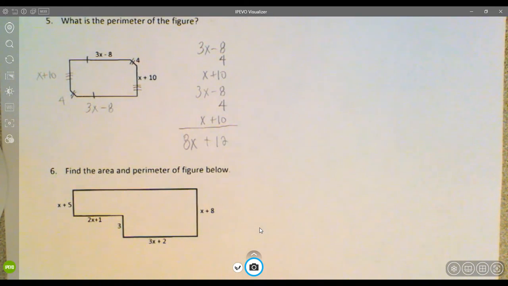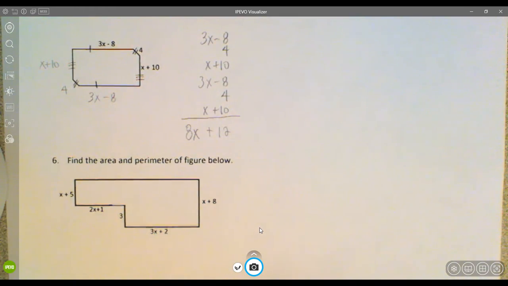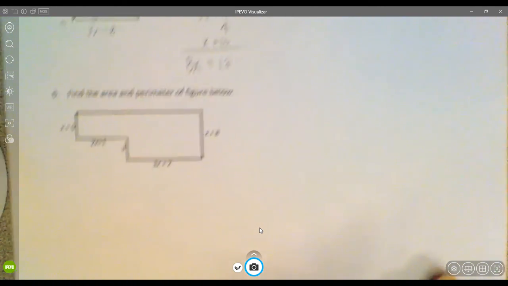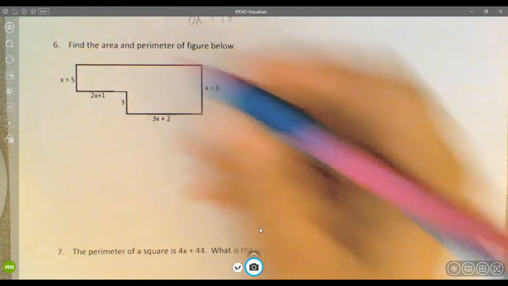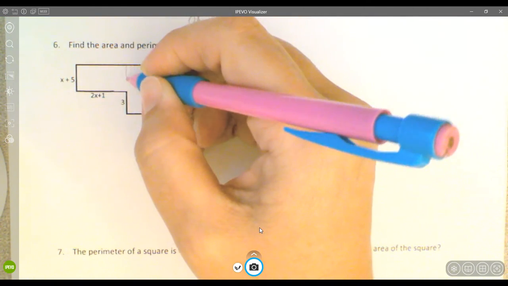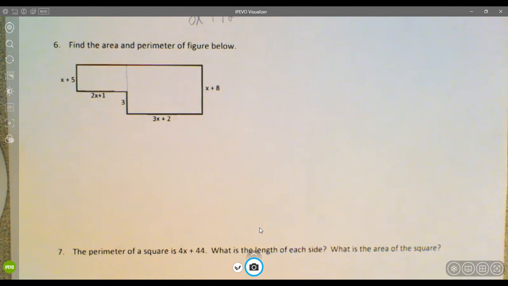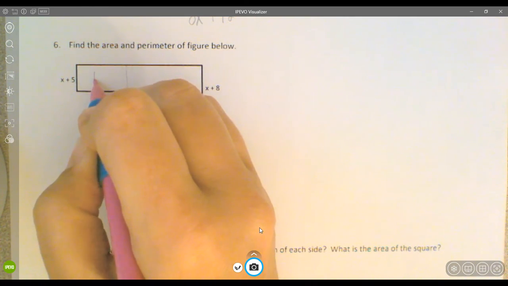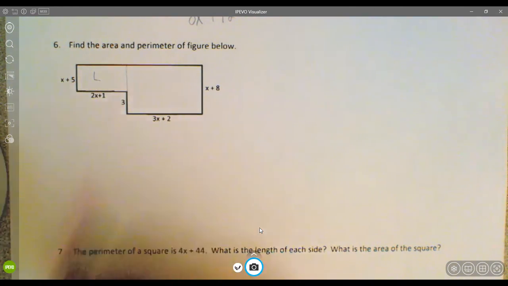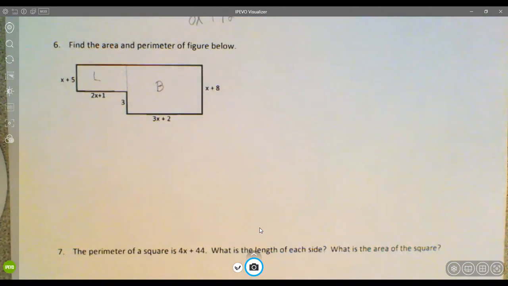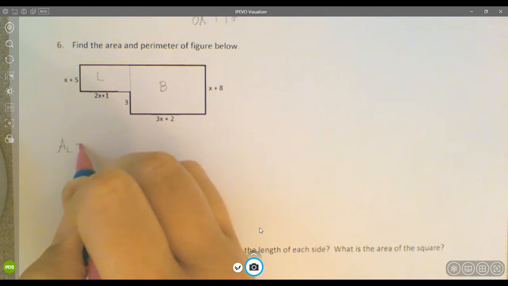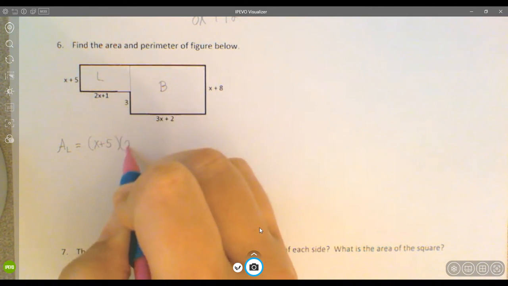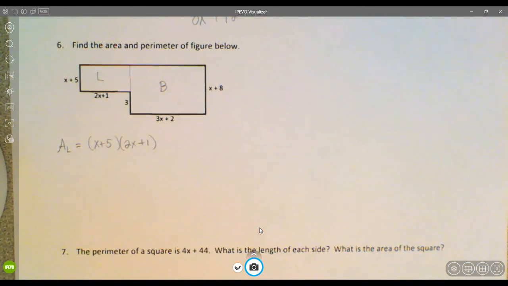Okay, for this next one, find the area and perimeter of the figure below. I think I'm going to start with area because it tells me area first. So guess what? I'm going to treat this as two different rectangles. So this is my little rectangle, so we'll call it L. And then this is my big rectangle. So the area of my little rectangle is going to be x plus 5 times 2x plus 1.